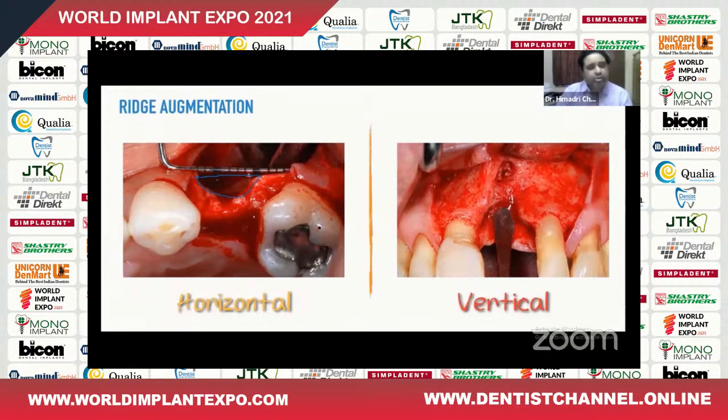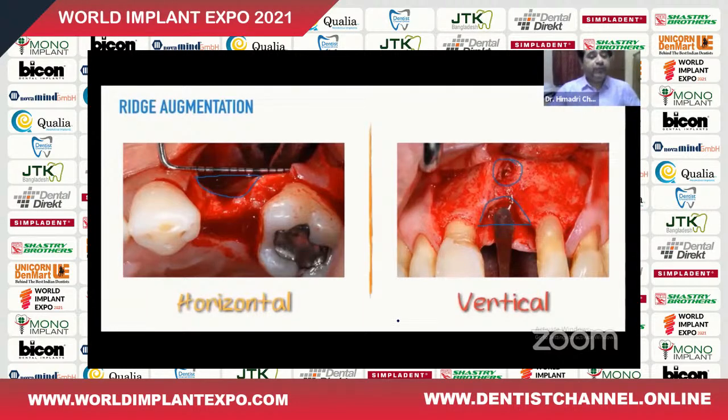So we're going to talk a little bit about the horizontal augmentation. And this one is, of course, where the bone volume was here. It has gone down to here. So this is mostly vertical augmentation we're going to talk about. You can see here also a fenestration. So probably you need to address this as well.